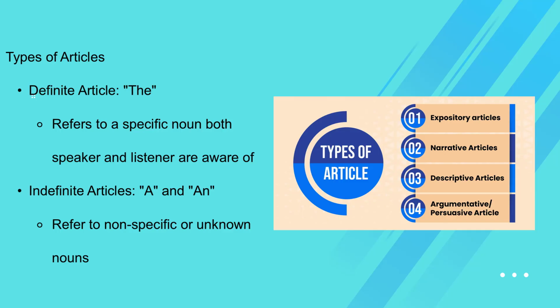Types of articles. Let's look at the types of articles. There are two, definite and indefinite. The definite article is "the," used for specific things we both know. Indefinite articles are "a" and "an," used for nonspecific or general nouns. Choosing the right type changes the message of your sentence.